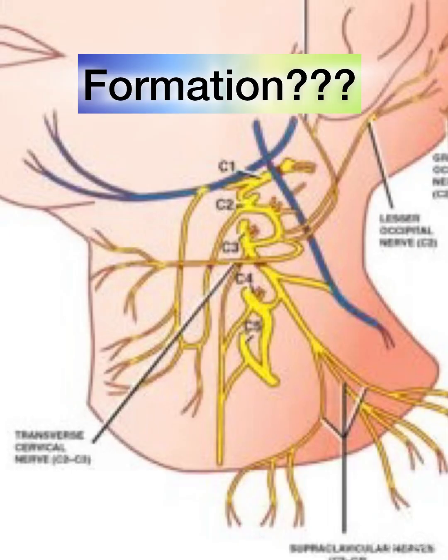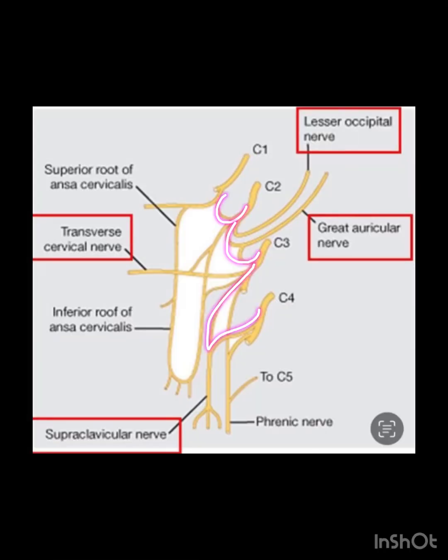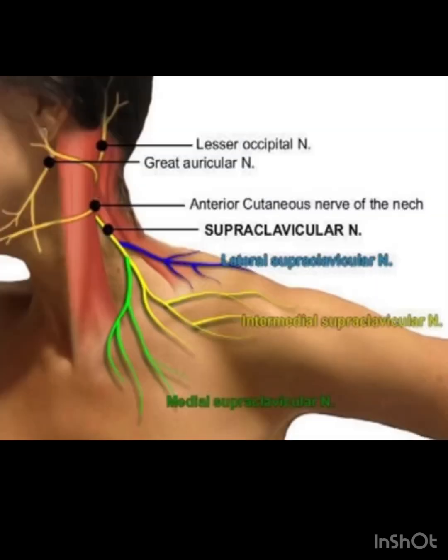How has the superficial cervical plexus been formed? The ventral rami of C1, C2, C3, and C4 unite to form the plexus. Lesser occipital is usually a direct branch from C2. Then greater auricular arises from C2 and C3 both, and the transverse cervical nerve also arises from C2 and C3. And then the fibers from C3 and C4 unite to form the supraclavicular nerve, showing how they run around the neck and the shoulder.